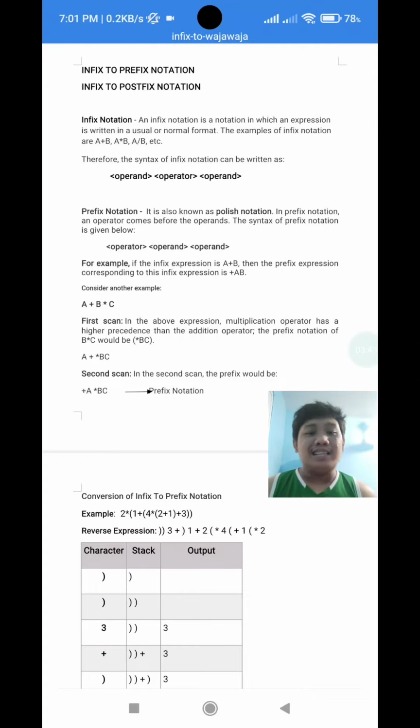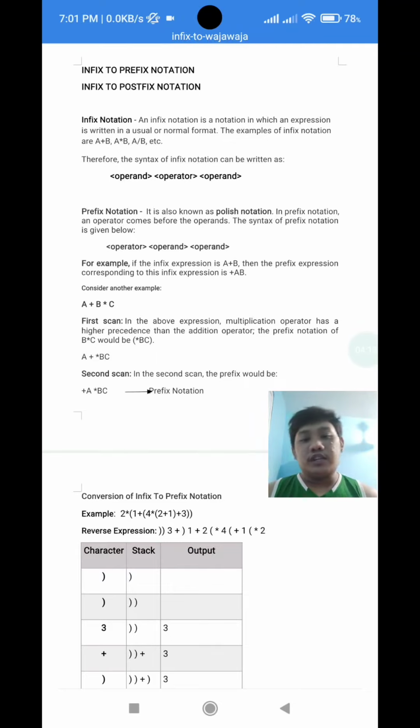Next is the addition and the subtraction. Both also have a precedence value of 2, and their associativity is left to right. So here we can see that the multiplication operator has a higher precedence than addition, as I said earlier. The multiplication operator has 3, while addition has only 2.